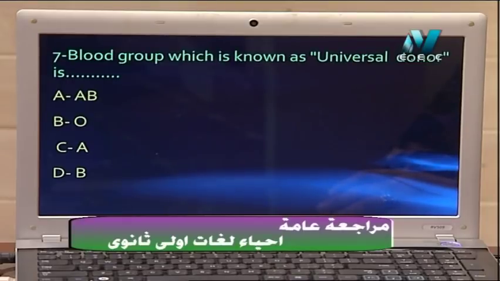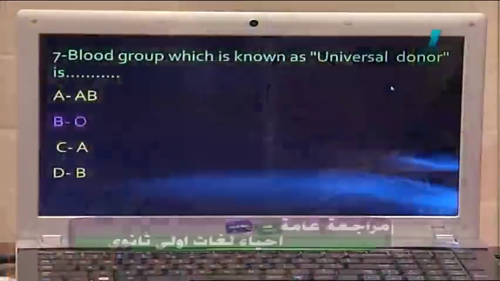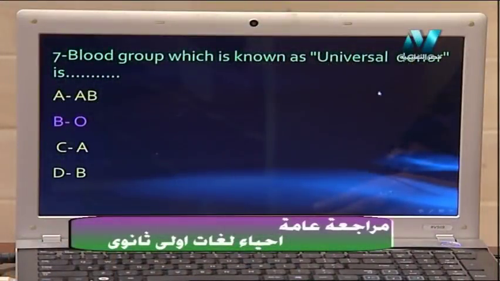Question number 7. Blood group which is known as universal donor. Do you know universal donor? It means this type of blood group can give blood to all blood groups. Which blood group do we call universal donor? Of course, blood group O here, because it has no antigen A or B, so it can give blood to all blood groups.